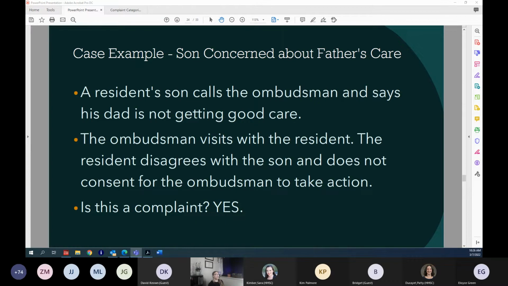The first example of a situation that is a complaint, but sometimes ombudsman may mistake it as not a complaint, is if somebody calls with a complaint, but the resident disagrees with it. So you can see in this example, a son called about his father's care. He's concerned that his father isn't getting checked in on enough and just other poor care concerns at the facility. However, when you go out and visit with the resident says something to the effect of, "Oh no, everything's fine. My son worries too much. I'm okay." In this situation, that is actually a complaint.